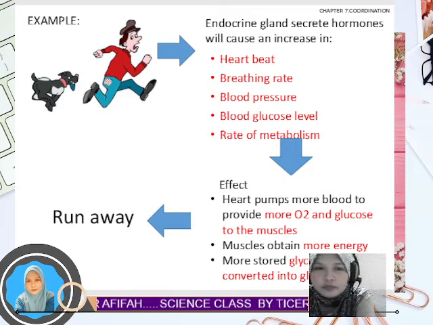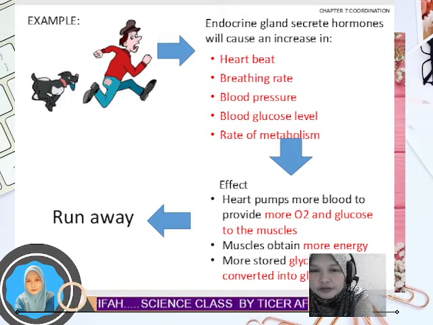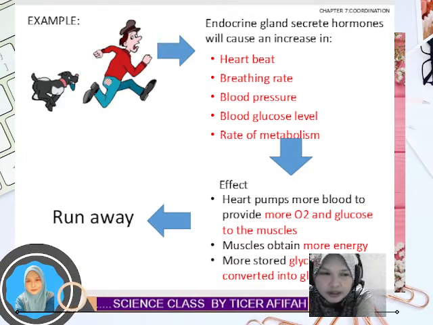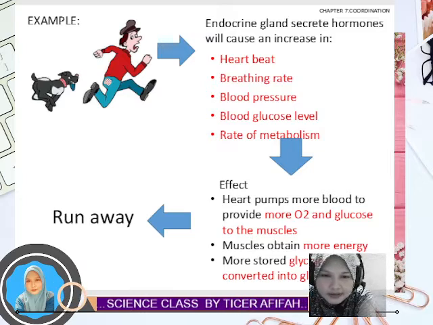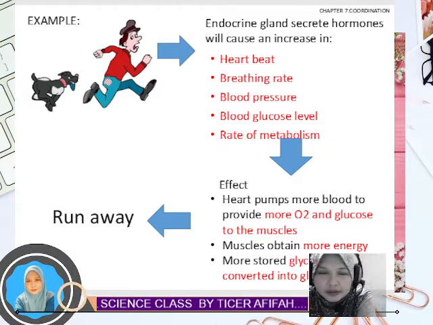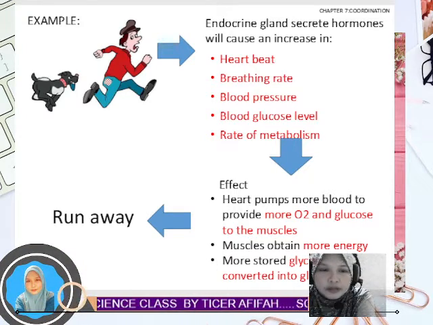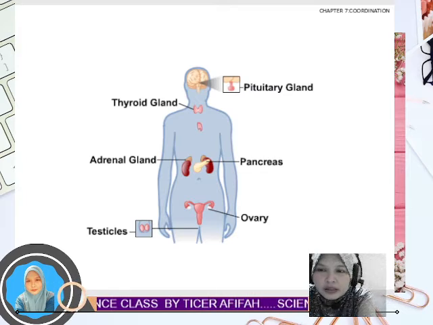So the brain will ask the body to prepare oxygen and glucose for the muscles to respond. Okay, and more stored glycogen will be converted into glucose to provide the energy. Then the muscles will respond, either contracting or relaxing, and make you run away. The muscles at your leg relax and contract, and you will move. The body will move, or the response is to run away. The reaction is to run away from the dangerous situation.